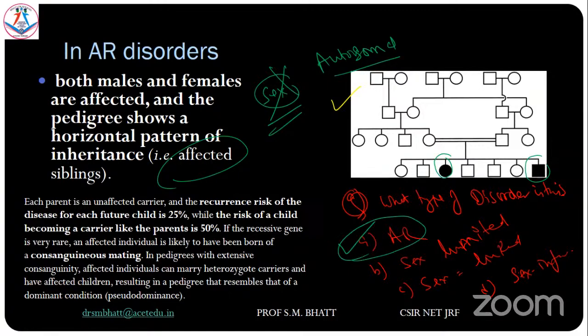You can ask different questions: how many children are going to be affected, how many females, how many males. What will be your answer? 50% of females and 50% of males will be affected in the condition of recessive. Clear? You do not have to go into the detail. Sometimes this condition is called pseudo dominance.